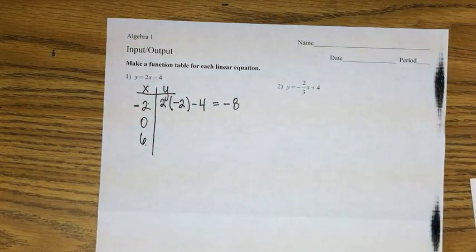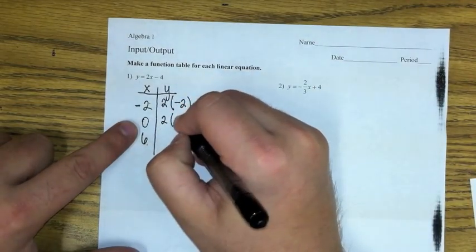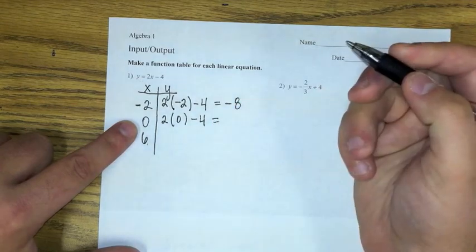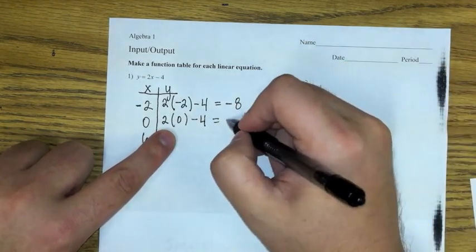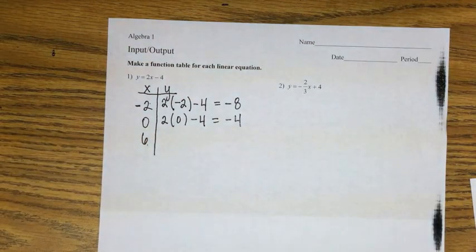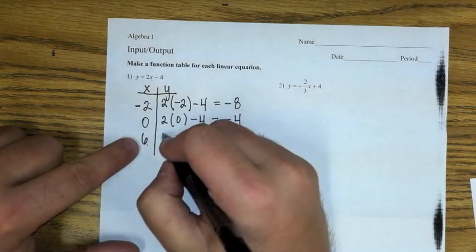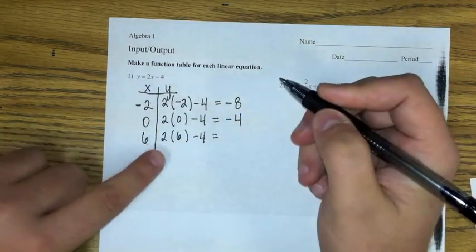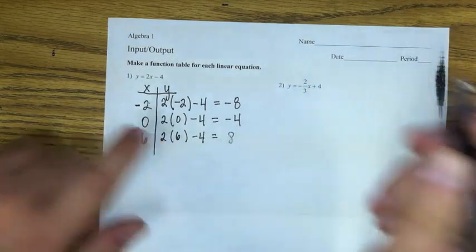8. Okay? When I plug 0 in, we have 2 times 0, plugging that in again, subtracting 4. And anything times 0 is 0. 0 subtract 4 is negative 4. Okay. And then when I plug 6 in, this is 2 times 6 minus 4. So that's going to be 2 times 6, which is 12. 12 minus 4 is 8.